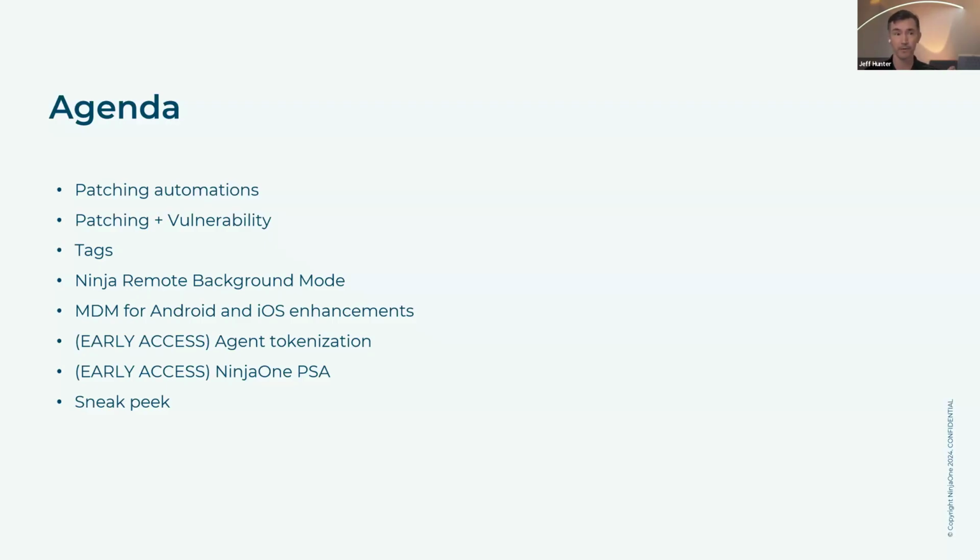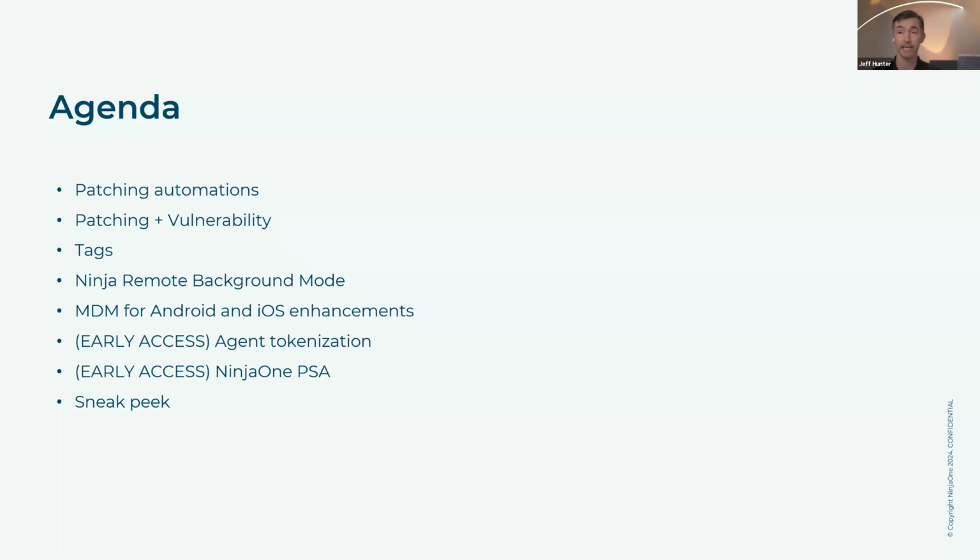We'll also talk about a new feature in NinjaOne that takes the CVEs that we recognize are present on a device due to a missing patch and gives you more visibility on the exact nature of those vulnerabilities. So that's a nice little quality of life enhancement.